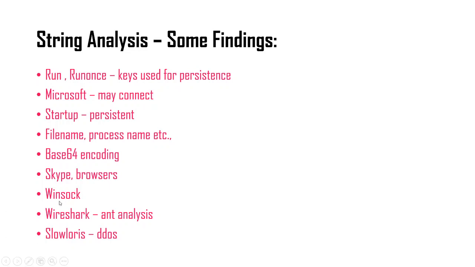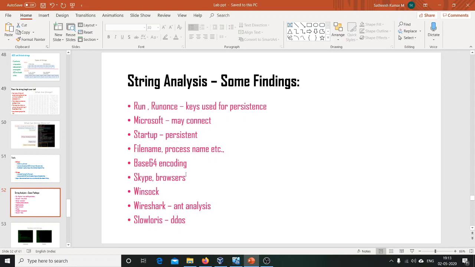If that DLL has been accessed by that particular malicious file, then that file is communicating with a particular host on the internet. The Wireshark string is there, which means the malware has some code for an anti-analysis technique also. Finally, we have missed this thing, Slowloris DDoS. Slowloris DDoS we have missed, I think.